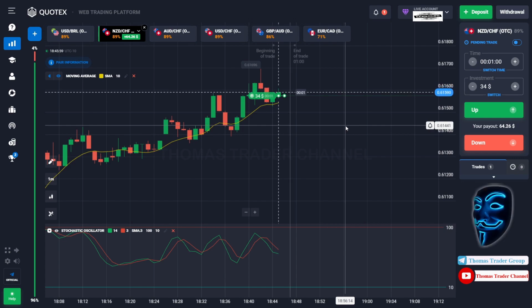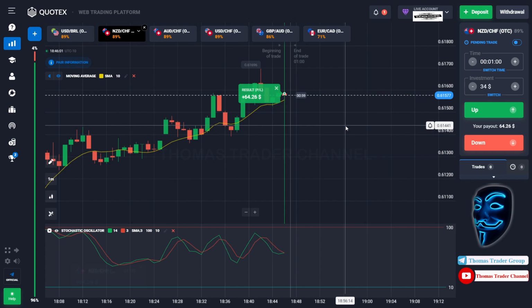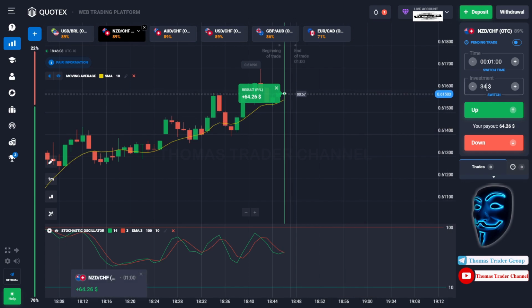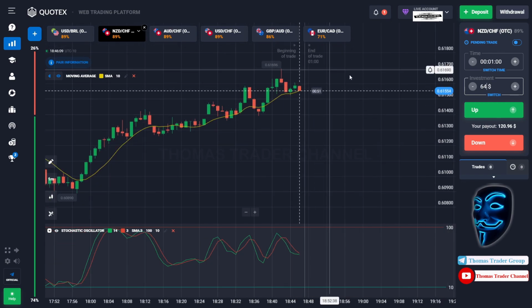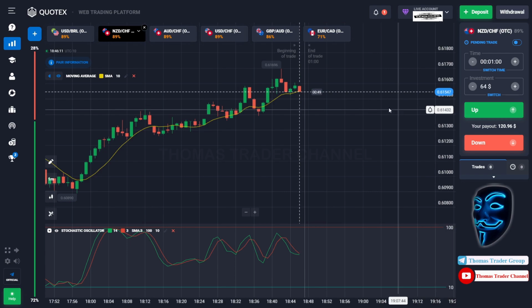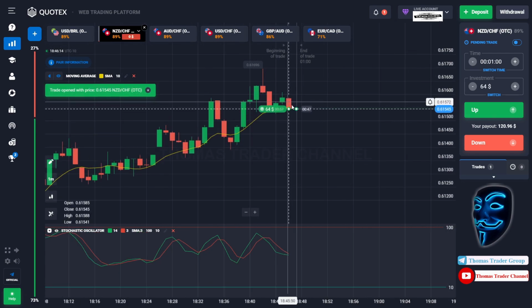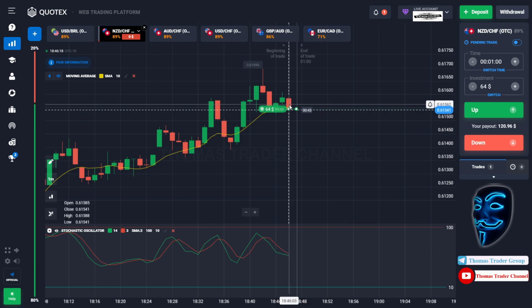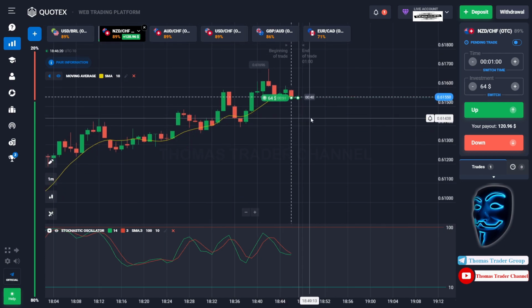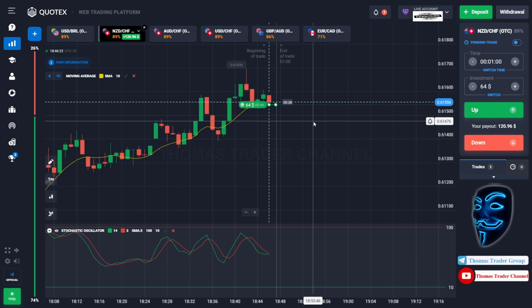We made a right prediction again over here. We made a profit of $64. Let's change our investment into $64. And over here we still can open buy for 1 minute. As you can see, the market is still touching the moving average line. I'm sure that the market will still make a rebound and it will continue the bullish trend. Let's prove it and let's wait till the end of our trade.